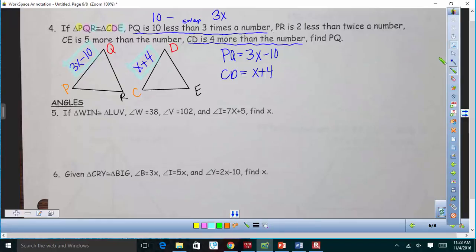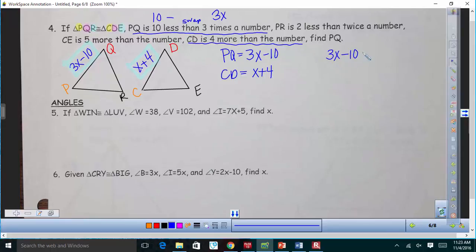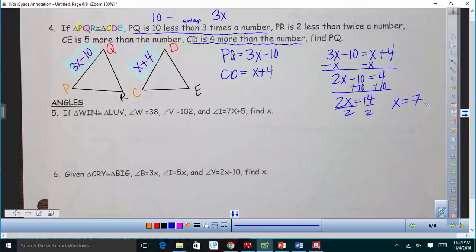Okay, so let's take these two and set them equal. So this would be 3x minus 10 equals x plus 4. I would subtract x from both sides. That would give me 2x minus 10 equals 4. Then I would add 10 to both sides. And 2x would equal 14, which means x equals 7.